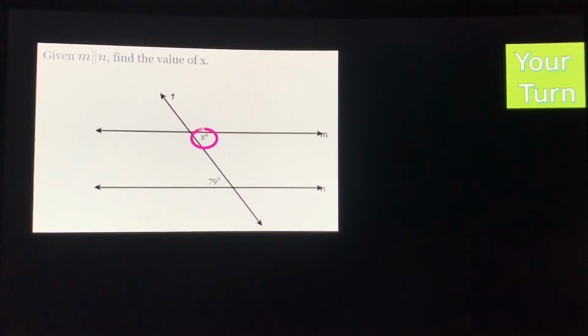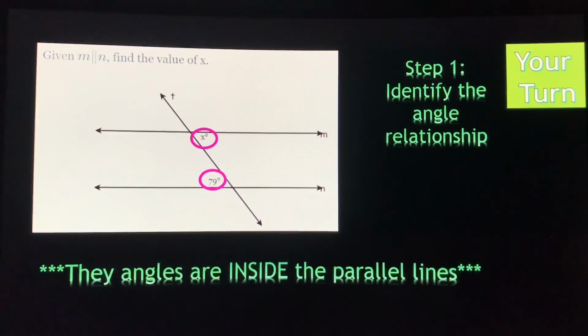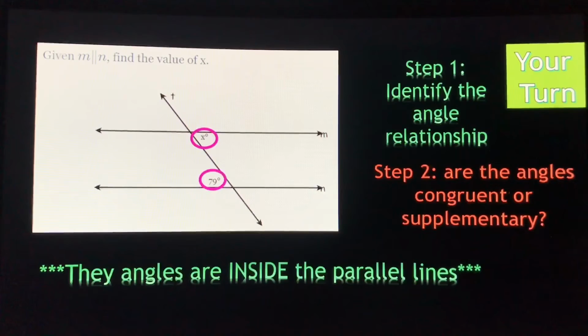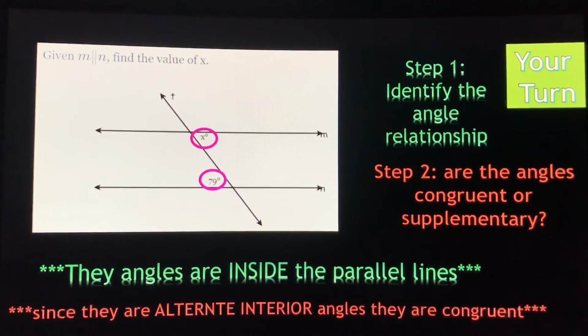Well, what am I given? I'm given an x here, and then I'm given 79 degrees. Okay, so I see that's the only information they've given me besides the lines are parallel. Well, I need to identify the relationship. These angles are inside the parallel lines. So now comes that step 2. Are they supplementary or are they congruent? Well, when we identified them, they're not same side interior. We know they're interior, but they're on different sides. So that left us with alternate interior. And from my definitions, alternate interior angles are congruent. So since I know that one angle at the bottom is 79, that must mean my x has to equal 79. Okay?